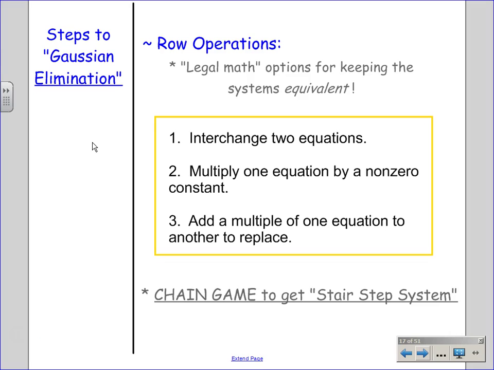Hey kiddos, do these steps 1, 2, and 3 look similar to you in any way, shape, or form? Yeah, because they were also the steps for elimination, what was legal. They're also going to be our steps to Gaussian elimination, the legal math for keeping the systems equivalent. I call it the chain game to get to the stair-step system, or the chain game to get to row echelon form.